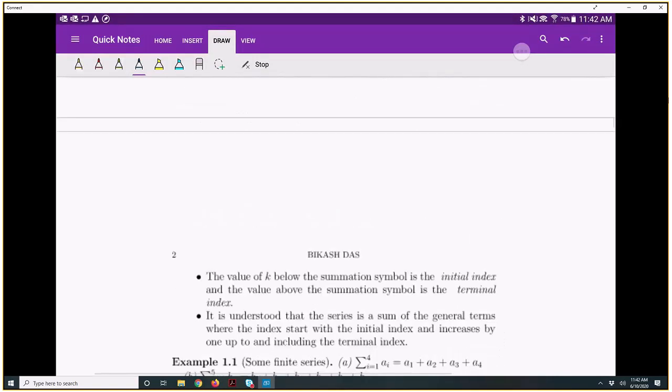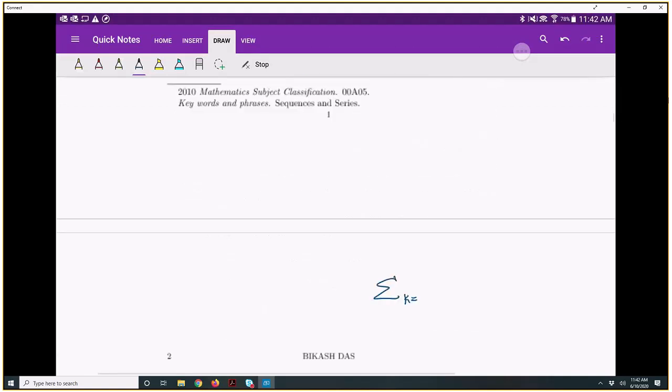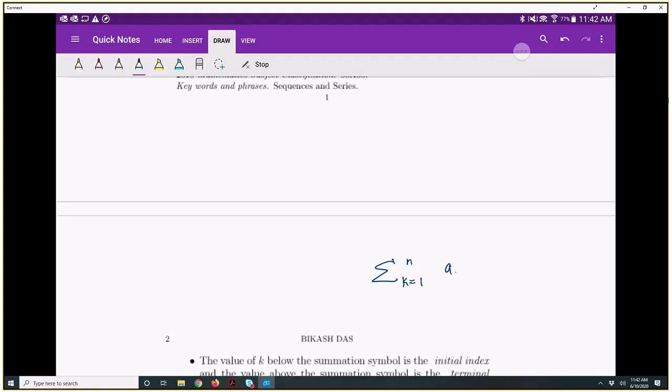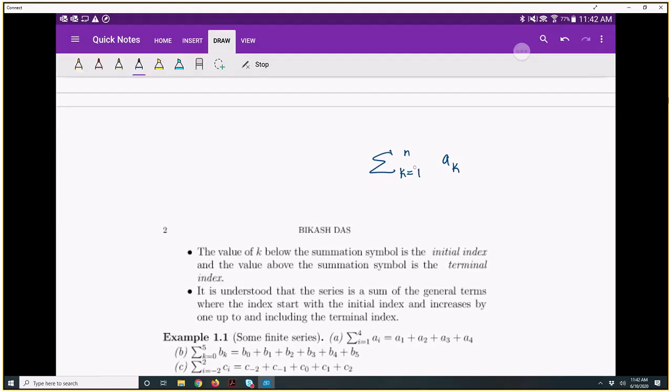Sometimes you'll see it written down to the side like this. It was k from 1 to n of a sub k. In this case, we're going to call 1 the initial index because this is where k begins. And we count up from 1, counting up by ones until we reach the terminal index n. Or you may also see this written below the sigma and above the sigma in this way. These are equivalent notations, whether it's written here in front or on top and bottom.